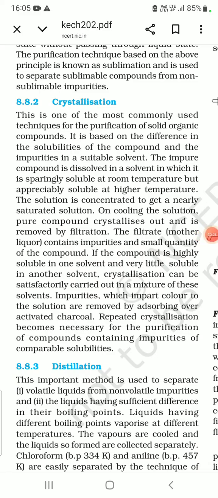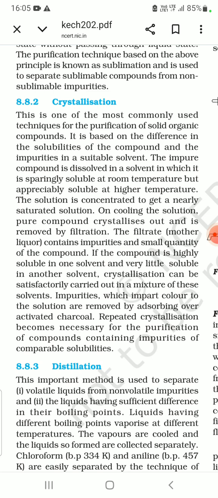This is one of the most commonly used methods for purification of solid organic compounds. It is based on the difference in solubilities. And next, for adsorbing, activated charcoal is used. If the compound is highly soluble in one solvent and very little soluble in another solvent, then also crystallization is used.